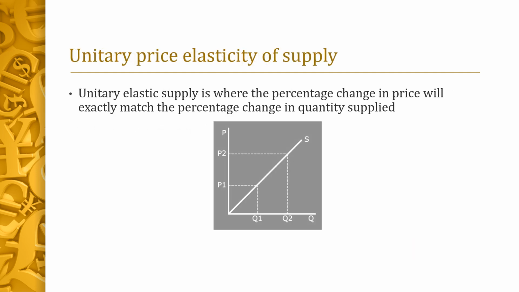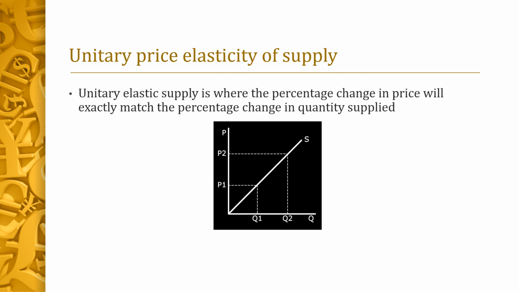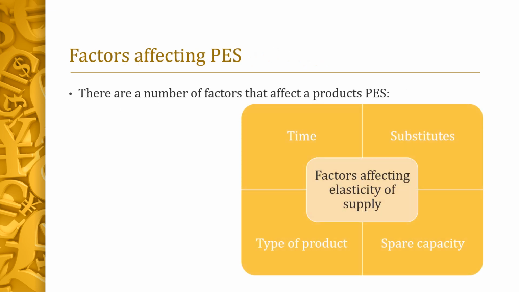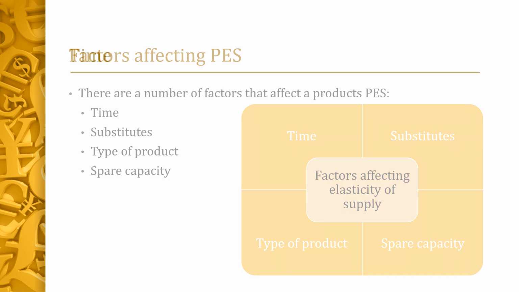Unitary elastic supply is where the percentage change in price will exactly match the percentage change in quantity supplied. There are a number of factors that affect a product's price elasticity of supply, including time, substitutes, the type of product, and spare capacity. We'll take a look at each of these in more detail now.